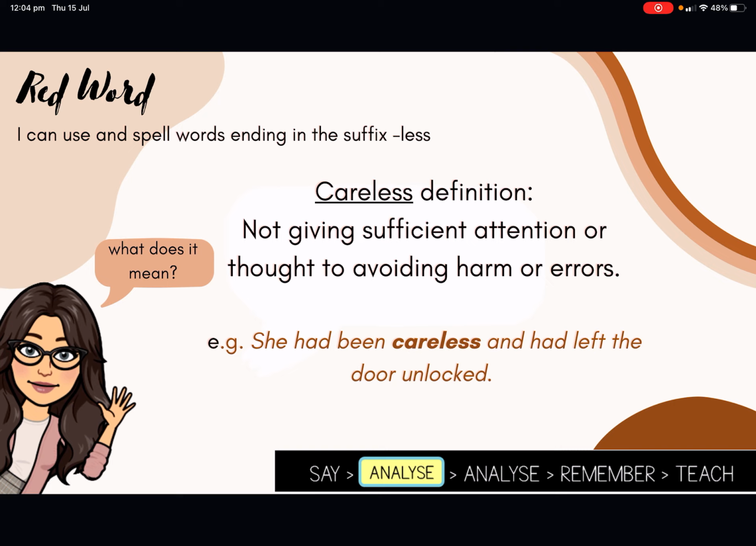So careless means not giving sufficient attention or thought to avoiding harm or errors. And the sentence that I have used to put the word careless into is, she had been careless and had left the door unlocked. So careless in this instance means when someone forgets to do something because they're not really thinking about the consequence or the error or the harm that could occur as a result. So that's just being a bit careless. And obviously if we leave our front door unlocked, that is very careless because that is how someone could intrude into our home.